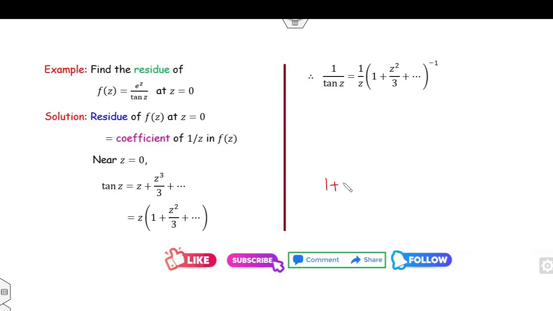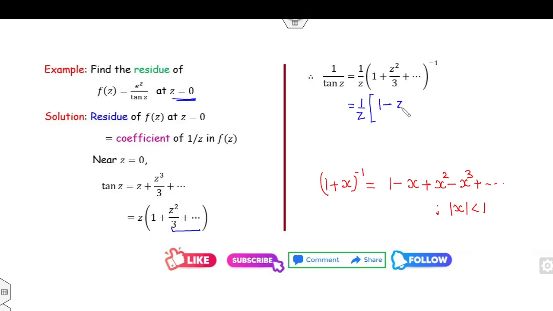Now we can use the expansion (1 plus x) raised to power minus 1. It will be 1 minus x plus x square minus x cube and so on, provided the value of x must be less than 1. And clearly this value must be less than 1 because at the point 0, this number is 0. Now you can open this series, 1 minus x. Fine. Next number is again z cube by 5 and so on.